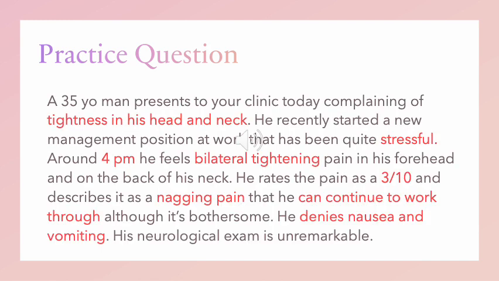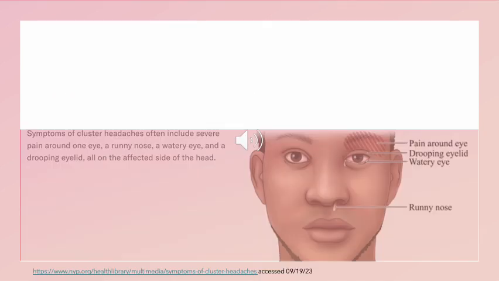So, big things here. Tightness. He's stressed. It's starting in the evening time, kind of after he's had a stressful day. It's bilateral. It's tight. It's not excruciatingly painful. It's just kind of like a low-level, bothersome head pain that doesn't really have any other associated symptoms.